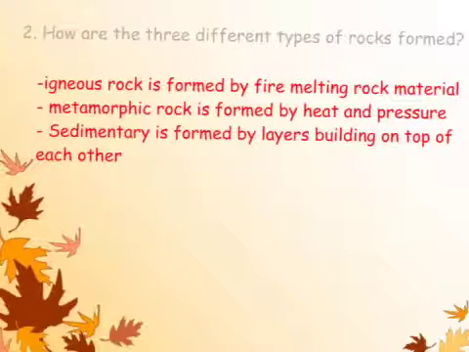Our next question is: how are 3 different types of rocks formed? And as we said again in our vocabulary, igneous rocks are formed by fire melting rocks, and then that rock cooling and becoming a different rock. Metamorphic rock is formed by heat and pressure over time. And sedimentary rock is formed by layers building on top of each other.